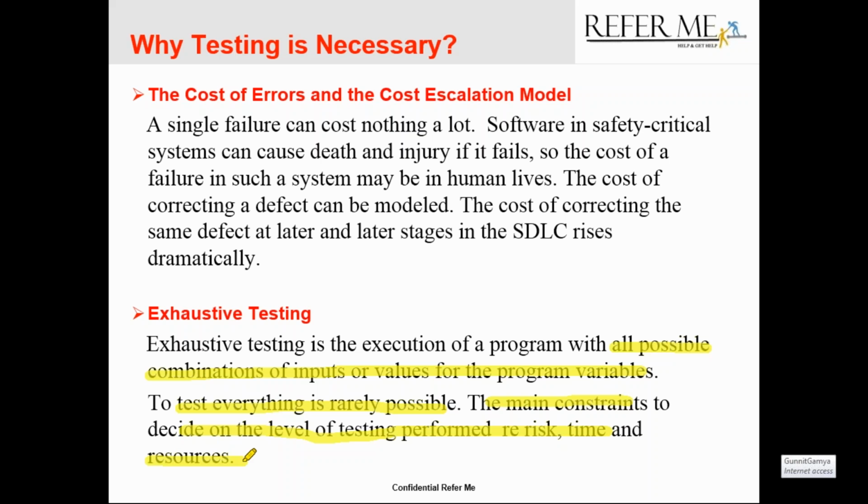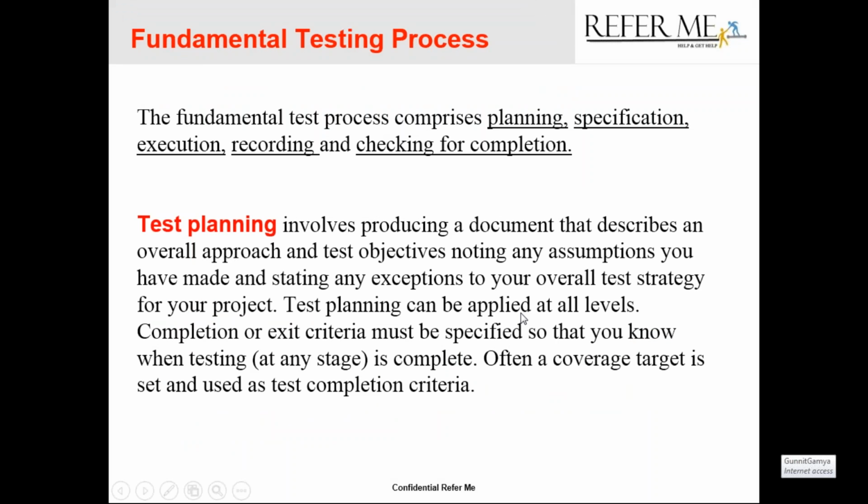That we will talk about. If we have less time, then how do we do our testing? We will cover that one as well.